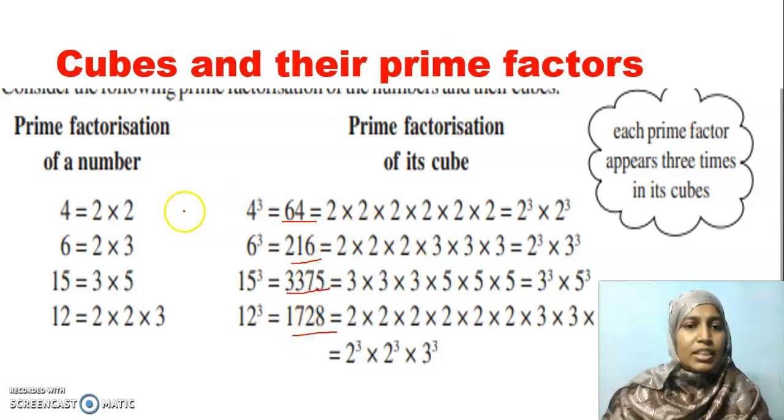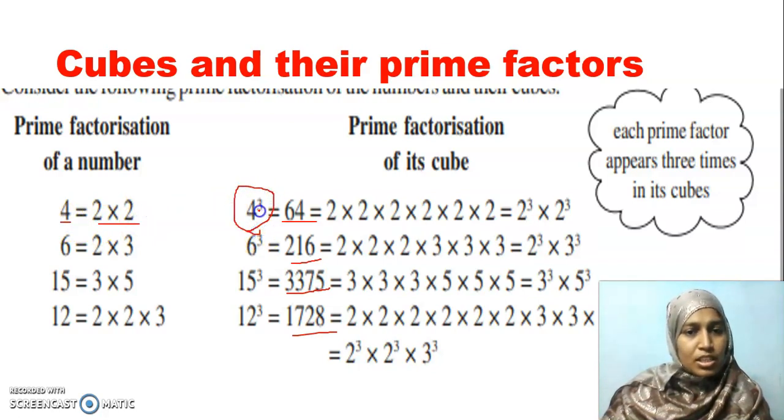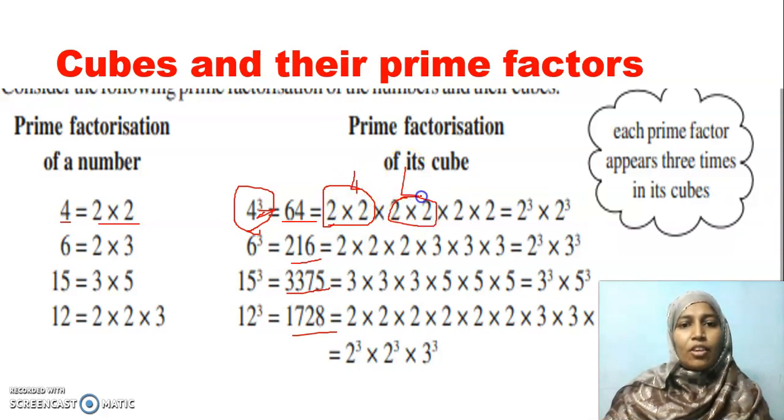For all these, see here, for 4 I have 2 2's. If it is 4 cube, how many times is it written? 3 times. So, 2 2's together. This is 4, no? 1 4, then another 4, then another 4. Is it clear, my dear children?